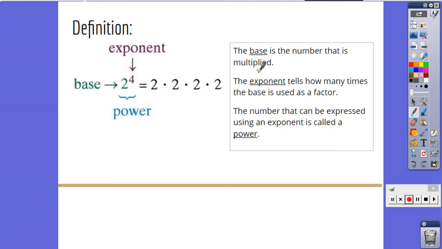So the base is the number that is being multiplied, and that's, in this case, the 2. The exponent tells us how many times the base is used as a factor, how many times we're going to multiply 2 times itself. Notice that my exponent is a 4, and that tells me to multiply the base, which is 2, times itself 4 times. Right here there are four 2's, and that's my exponent. Now the number that can be expressed using an exponent is called a power. And so this whole entire thing, 2 to the 4th power, is how we would say this.